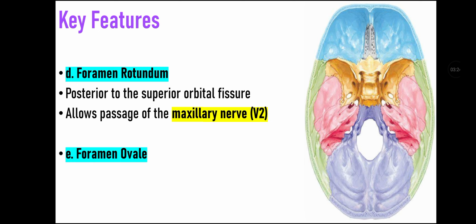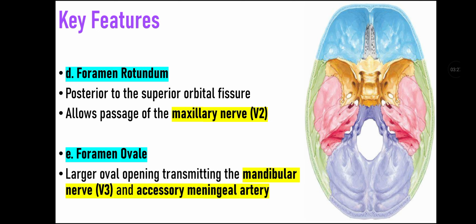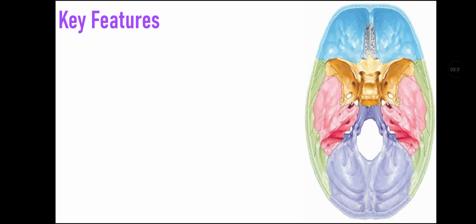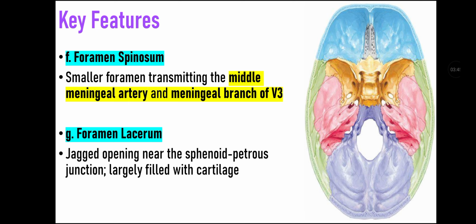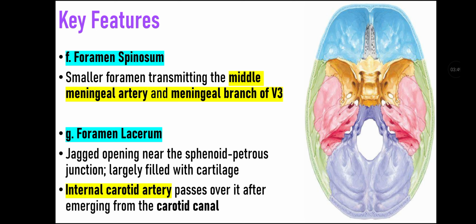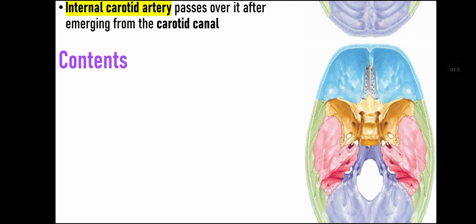Next is foramen ovale, that is large oval opening transmitting the mandibular nerve and accessory meningeal artery. Next, we have a foramen spinosum in the middle cranial fossa. It's a smaller foramen transmitting the middle meningeal artery and meningeal branch of V3. Next is foramen lacerum, that are the jagged opening near the sphenoid petrous junction. They are largely filled with cartilage. An internal carotid artery passes over it after emerging from the carotid canal.